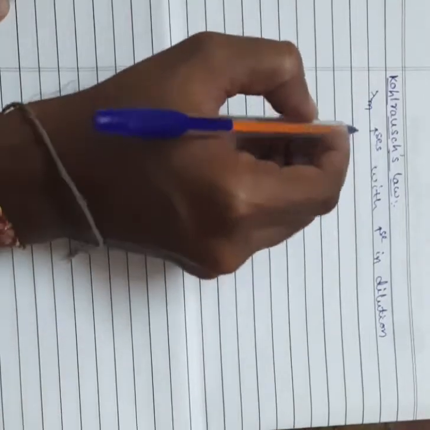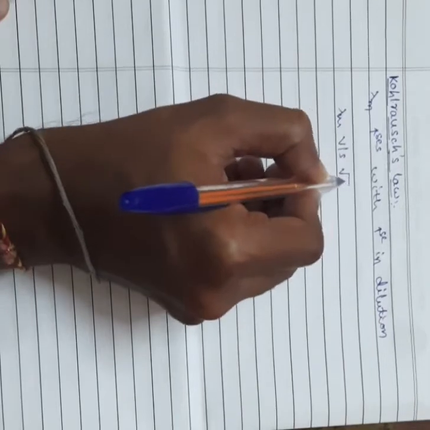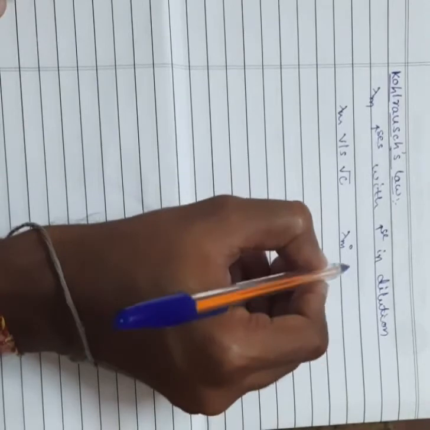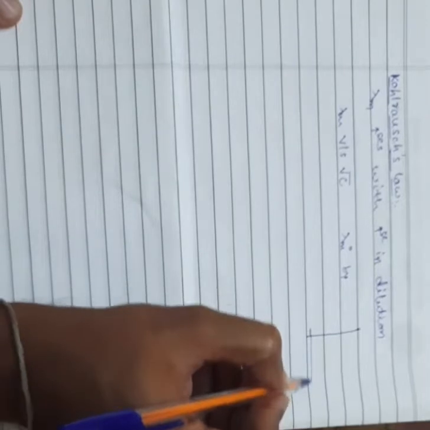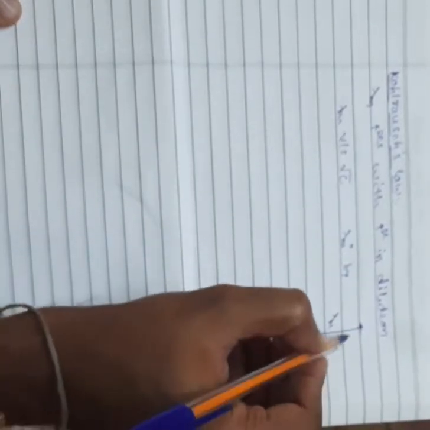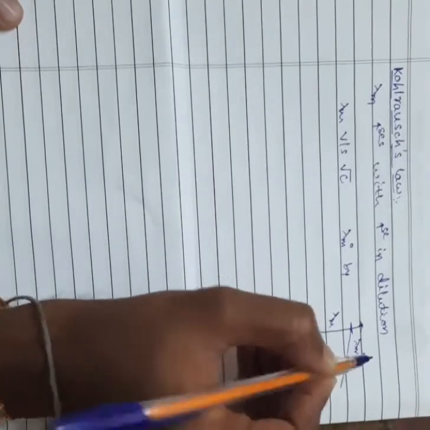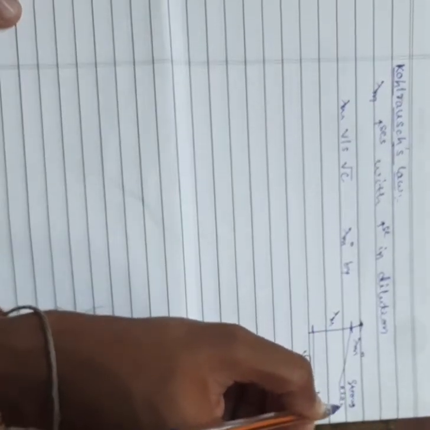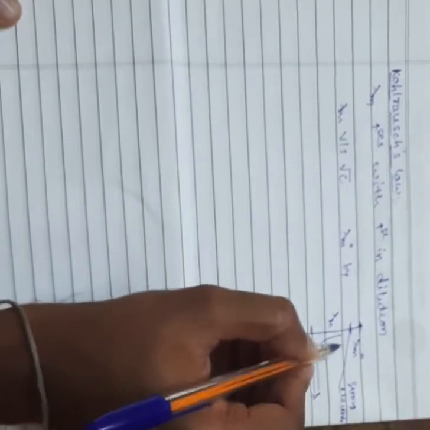For a strong electrolyte, plot lambda m versus root C, and you can determine lambda m naught by extrapolating the graph. The graph is like this: lambda m versus root C. Whenever it approaches the intercept value, that is the limiting molar conductivity. This is applicable for strong electrolytes. But in the case of a weak electrolyte, you can't determine lambda m naught this way.